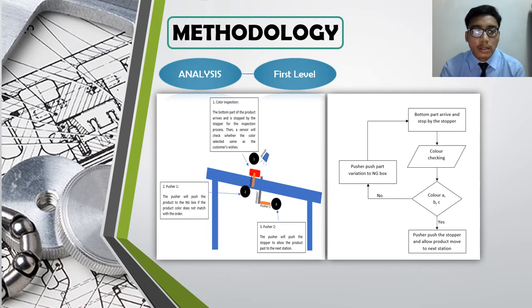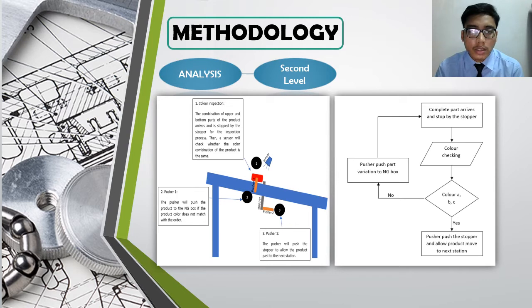As we can see, the bottom part will arrive and the stopper will stop the product for the inspection process. If the product color does not match the order by the customer, the pusher on the side of the line will push the product into the NG box. However, if the product meets all the criteria needed, the pusher will push the stopper and allow the product to pass to the next section. As we can see on the flowchart here, the first level will check the color of the bottom part of the product.